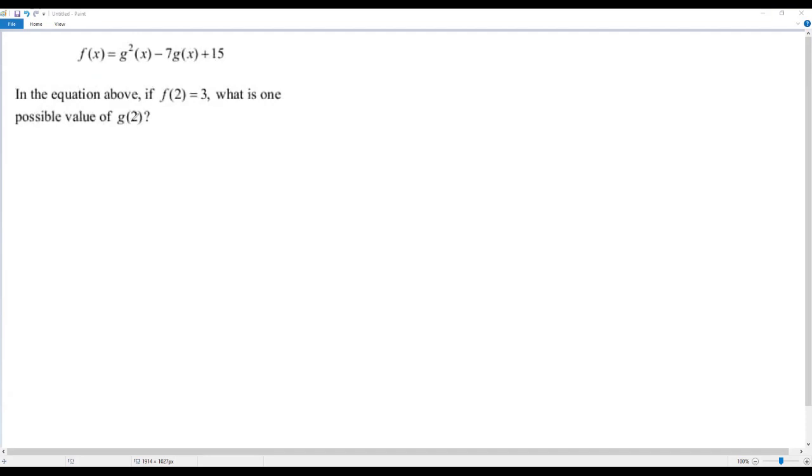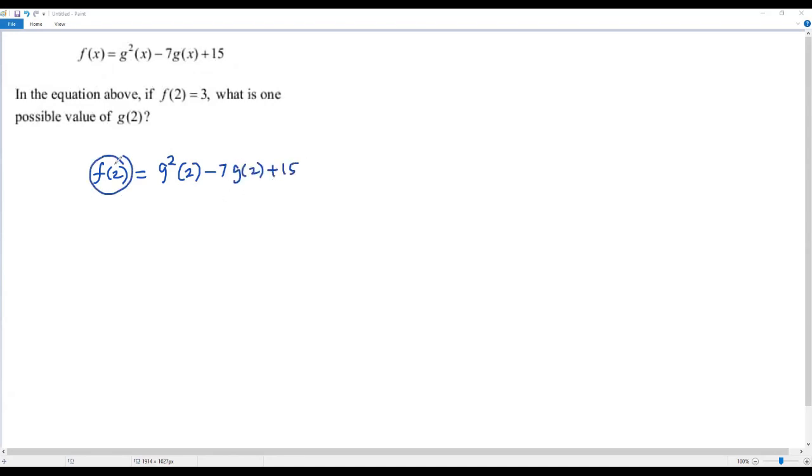Okay, here we have to find one possible value of g of 2, and we also have information about the function f of x. That is, we have the value of the function f at x equals 2. Since we have that value, let me plug in x equals 2 in the given equation. Then I'm getting f of 2 equals g squared of 2 minus 7 times g of 2 plus 15.